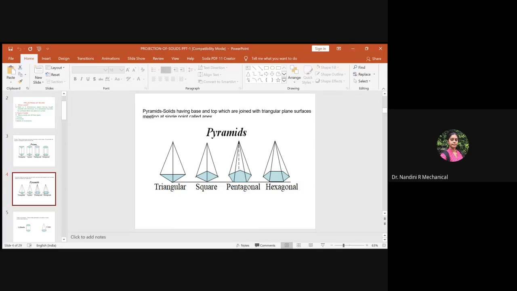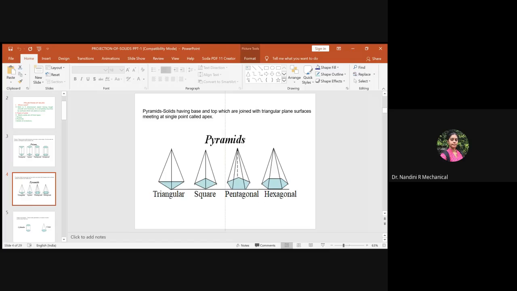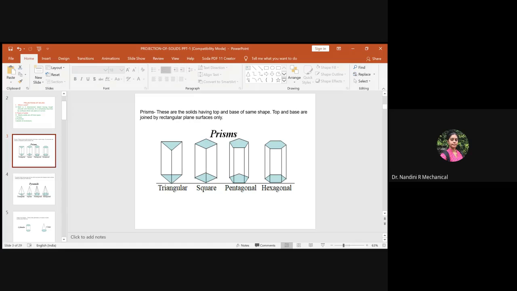Next, you should know what you mean by pyramids. Similar to prisms, pyramids also we have in our projection of solids. So by looking at the diagram, what do you understand? You can see a base in each diagram and a common point where it has been joining. So what is the difference you will realize? In a prism, you will be having top and bottom surfaces of the same area, same cross section. It is not like you have a triangle here and a square here. Same lamina only, with the same dimensions.